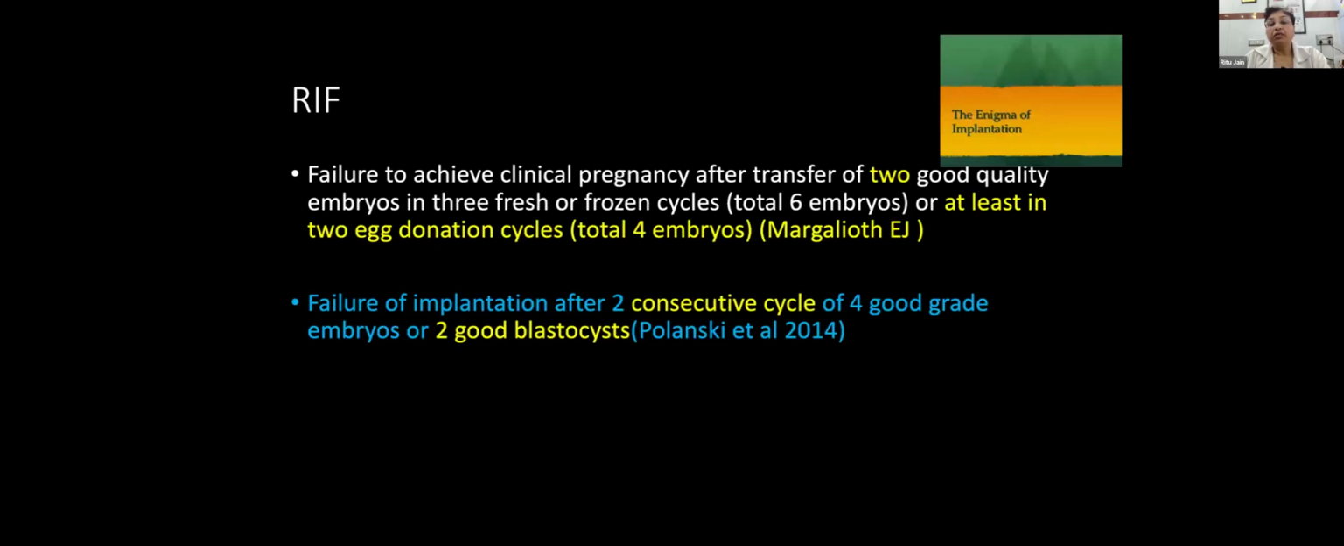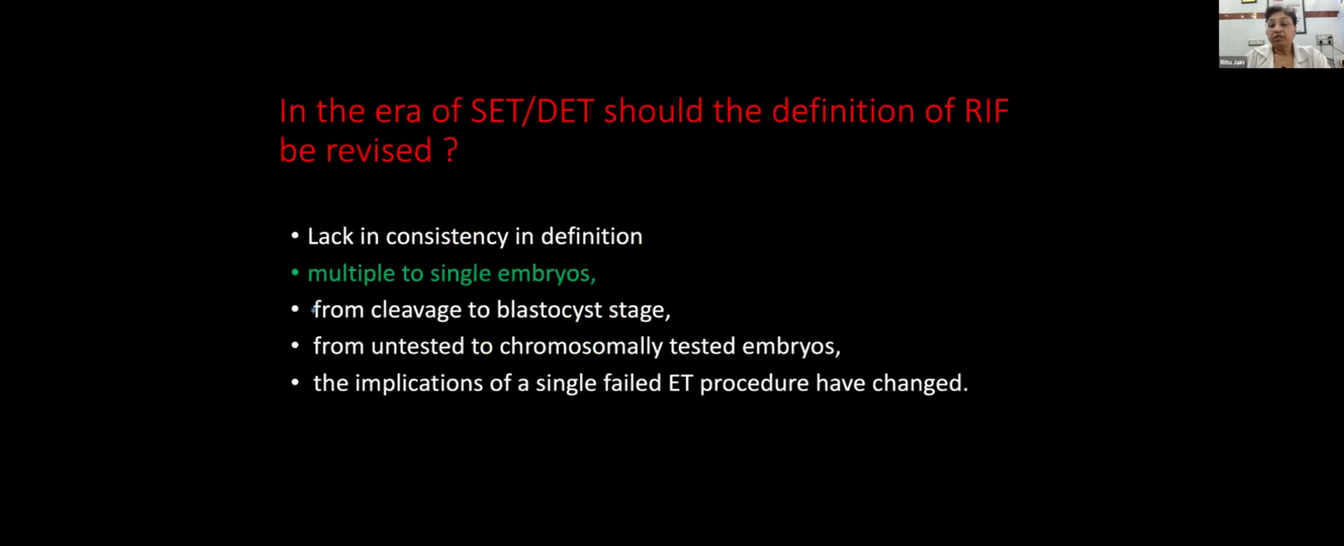Another definition, by Polanski in 2014, was 2 consecutive cycles with 4 good grade embryos or 2 blastocysts. But there was a need for a proper definition, because as there is a shift in the reproductive age, there was a shift from multiple to single embryos, from cleavage to blastocyst stage, from untested to chromosomally tested embryos. So the implication of implantation failure and its definition definitely needed a change.